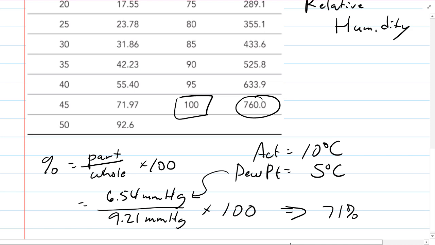Now the relative humidity can never be above which percentage? 100%, exactly. Because once we get up to 100% relative humidity, then any moisture or water vapor that's in there will wind up condensing out as dew or fog. Any questions?